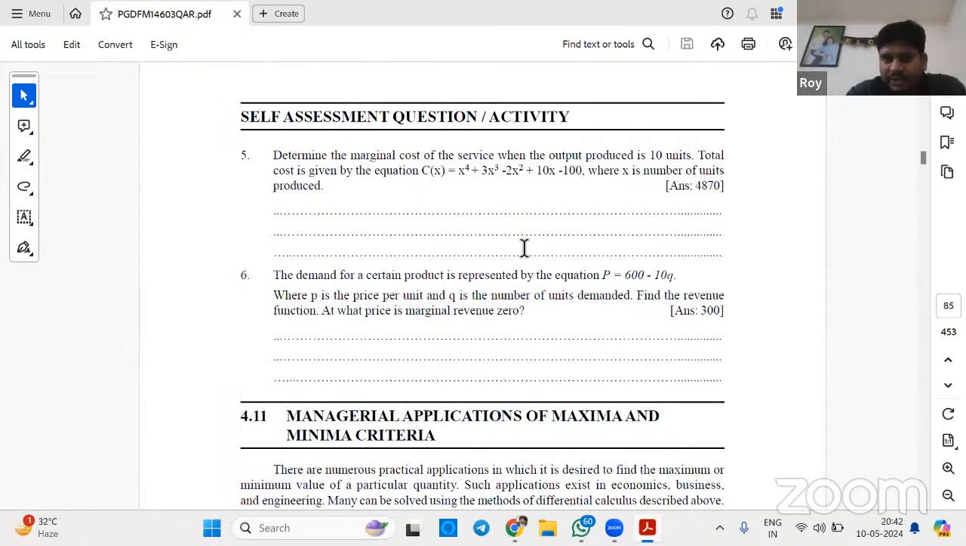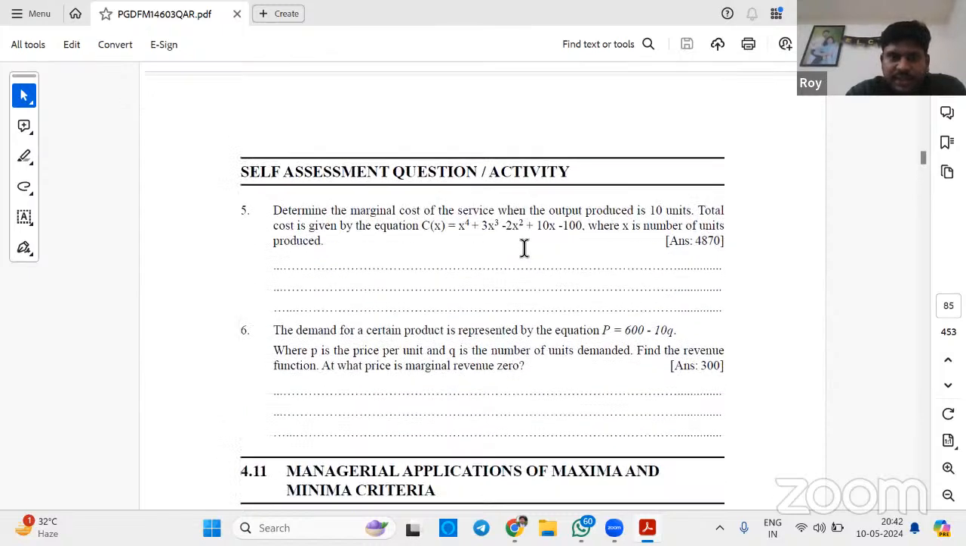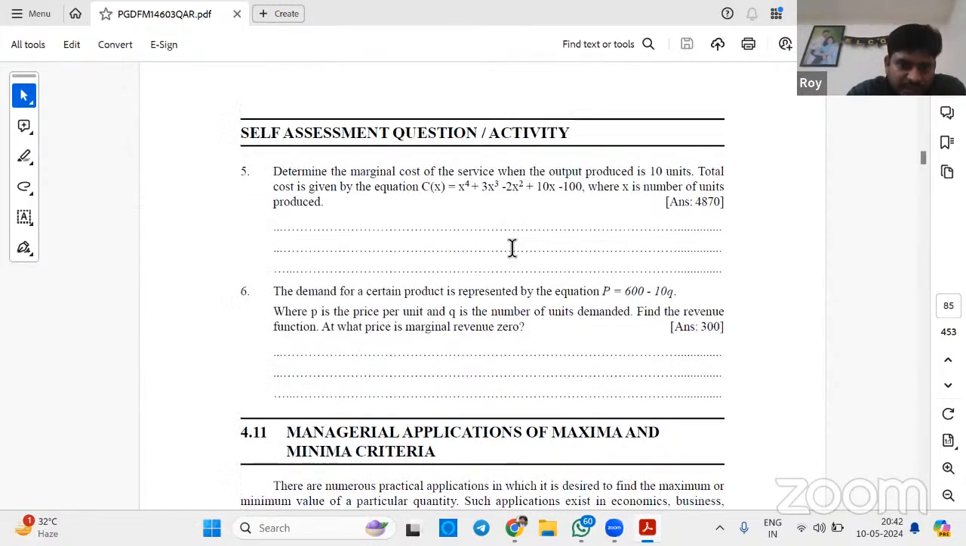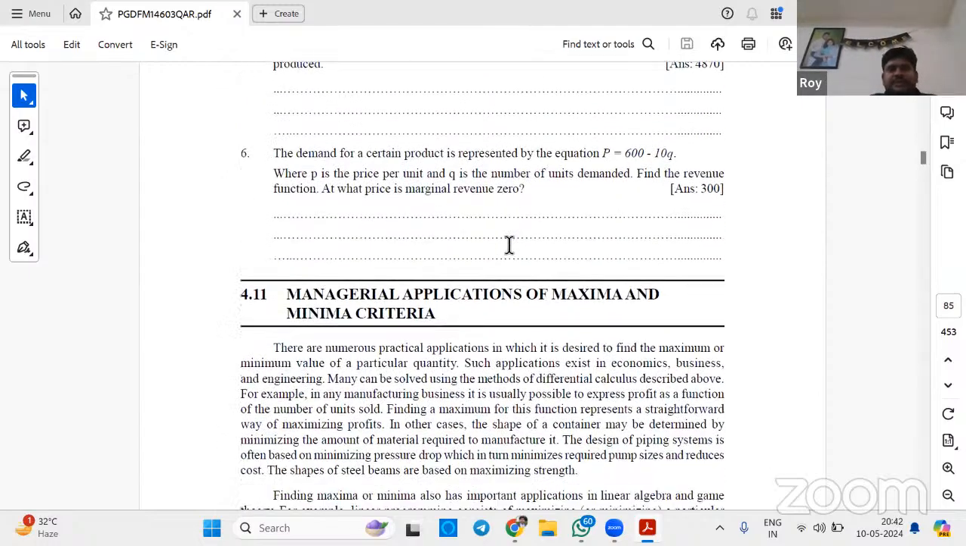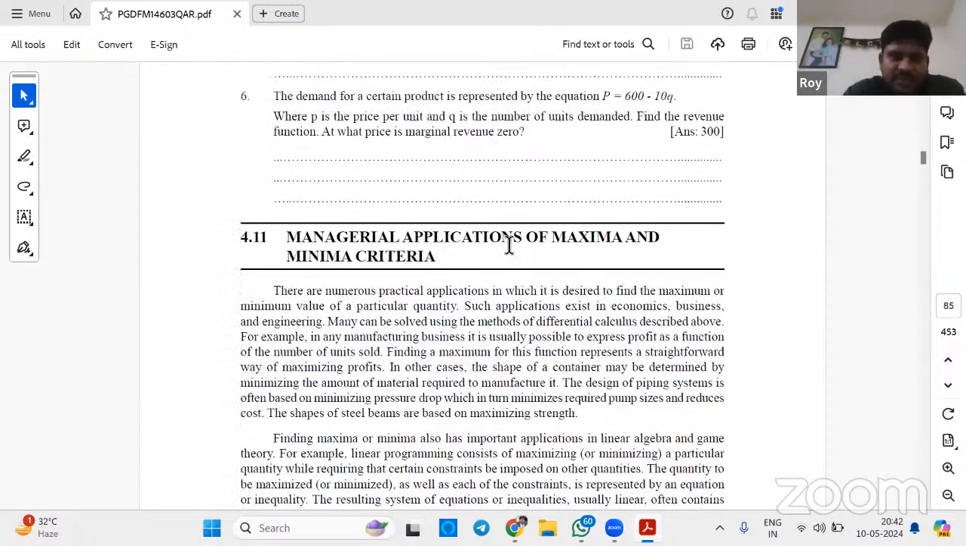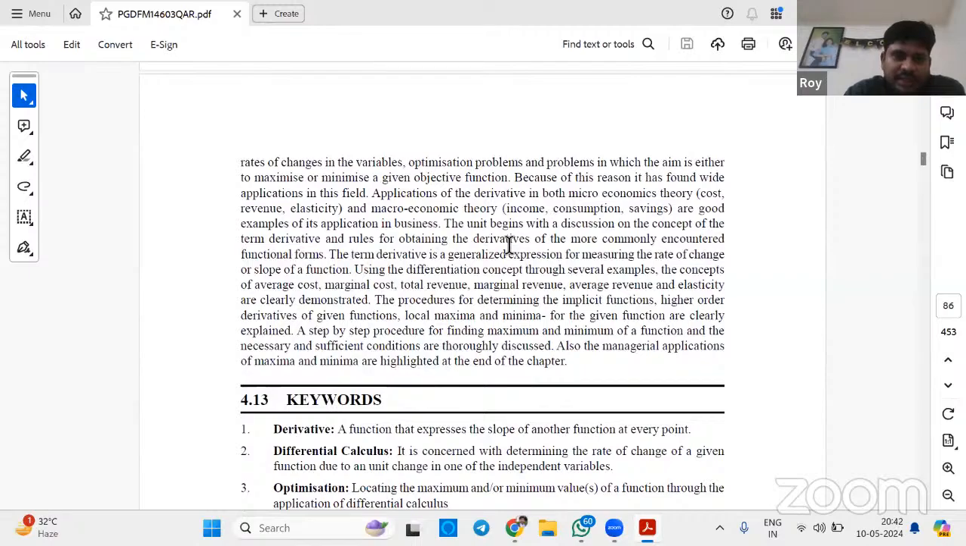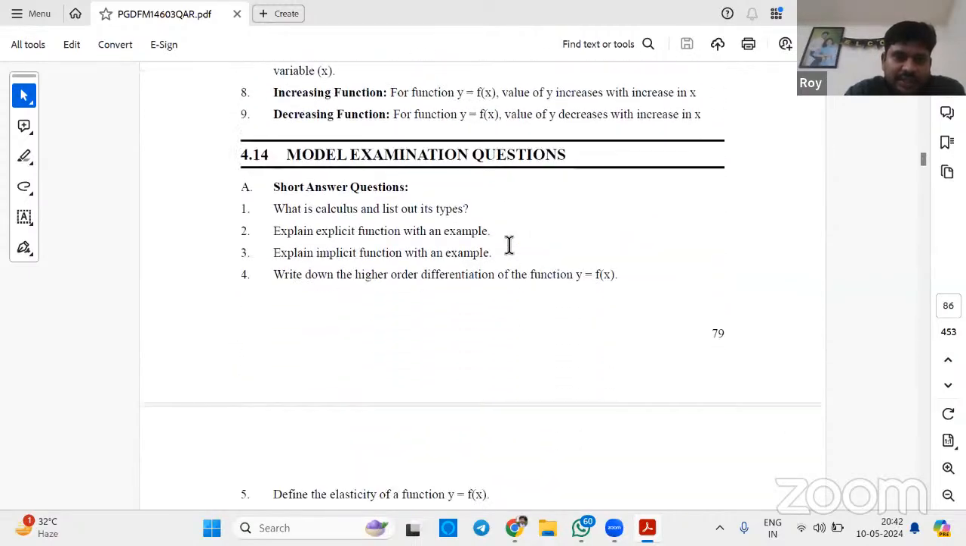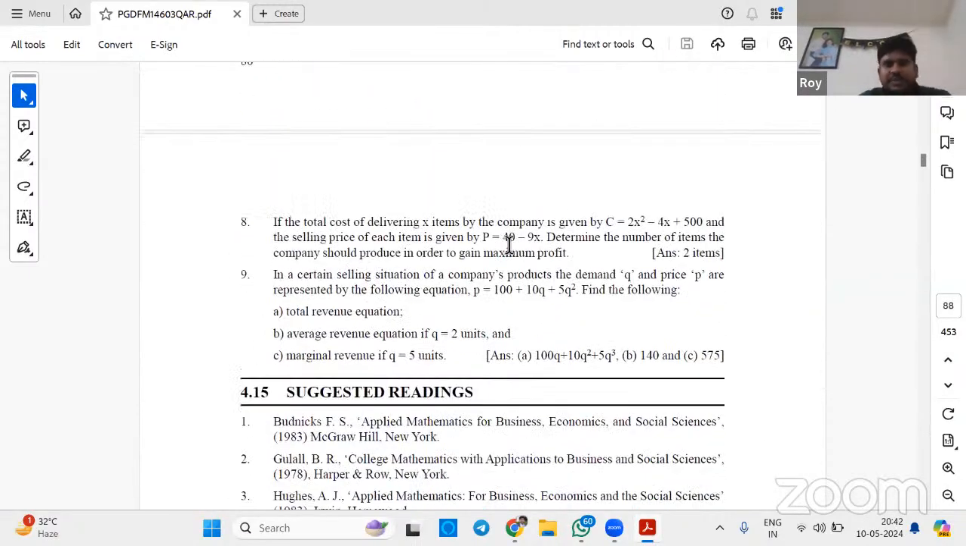After this class, you can try the self-assessment questionnaire on maxima and minima, where it will be applied, and you can study that. Model examination exams, you can go through that.